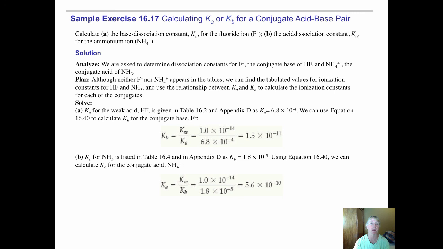I would do exactly the same thing for the Ka of the ammonium ion. They're asking me about the ammonium ion, but I only see the Kb for NH3. So we set it up this time to solve for the Ka. That should equal the ion product constant divided by the Kb. Very simple problems to do. And in the next chapter, I will be giving you much more complex problems that include this step, using the Ka to find the Kb and vice versa by knowing 1 times 10 to the negative 14.